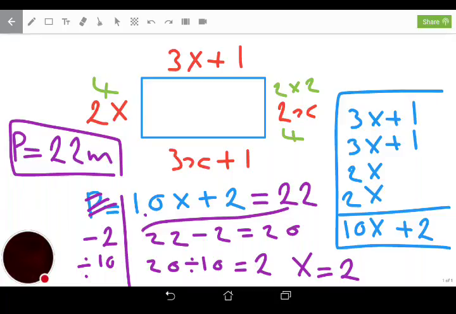Here, when I've got 3 times x, so 3 times 2 is 6, plus 1 is equal to 7. So this side here is equal to 7, and that side there is also equal to 7, because those two expressions are the same. So 7 add 7 is 14. 14 add 8 is going to give you 22. So therefore, your equation's correct.